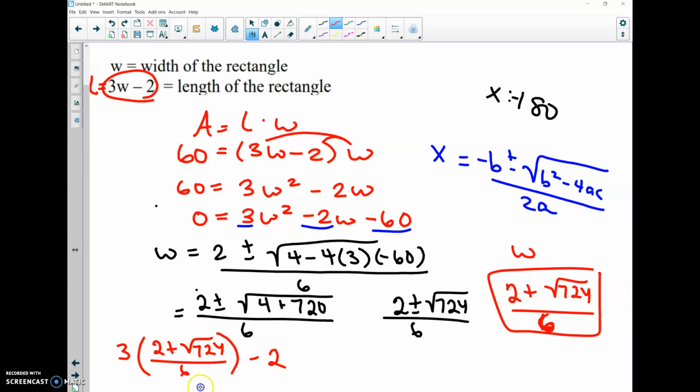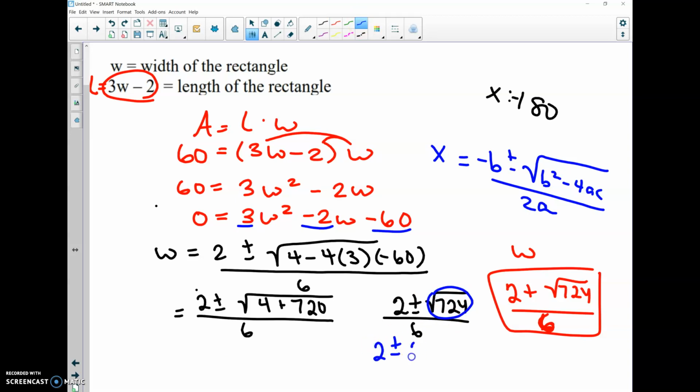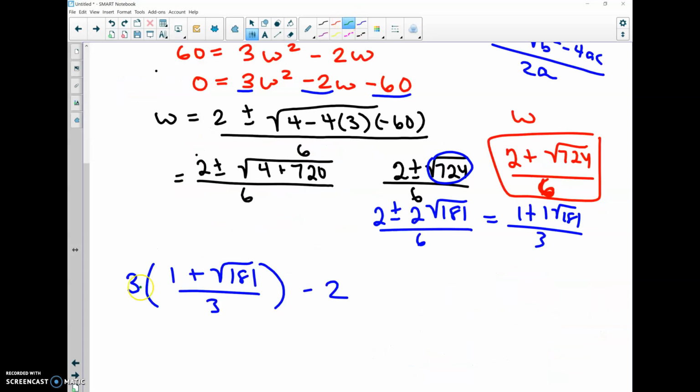Oh, before we do that, 4 goes into 724. So the square root of 724 is 2 root 181, since 724 is 4 times 181. So that is actually going to be 2 plus or minus 2 root 181 over 6. The 2's and 6 have a common factor of 2, so the width is 1 plus root 181 over 3. We're only taking the positive one, not the negative one. So multiplying that by 3 and subtracting 2 makes it a little bit better since the 3's cancel.